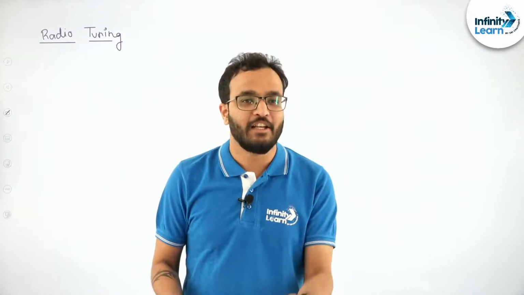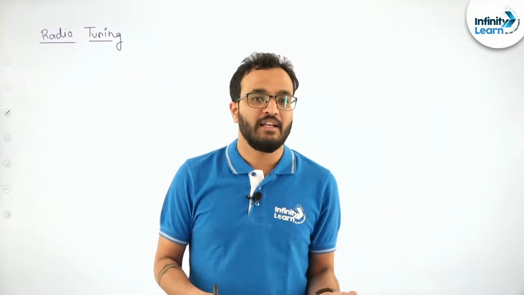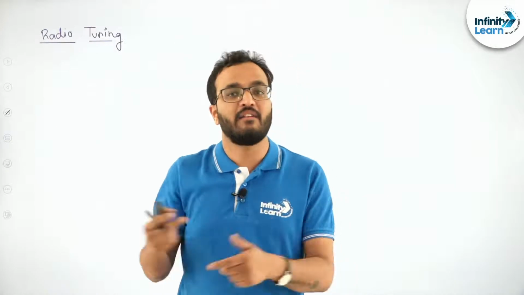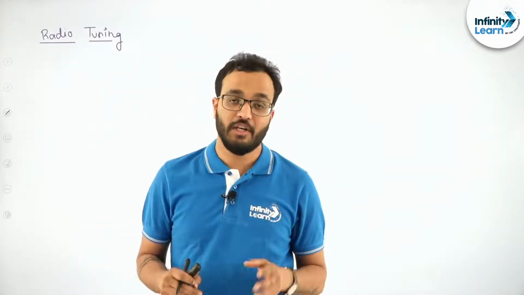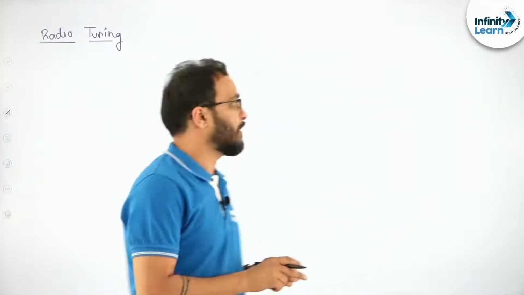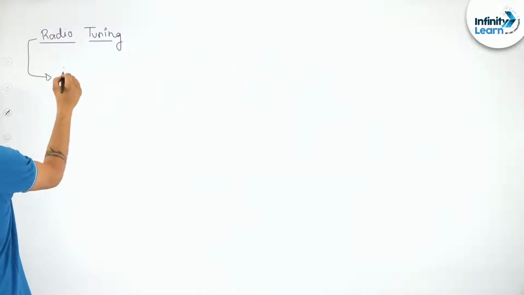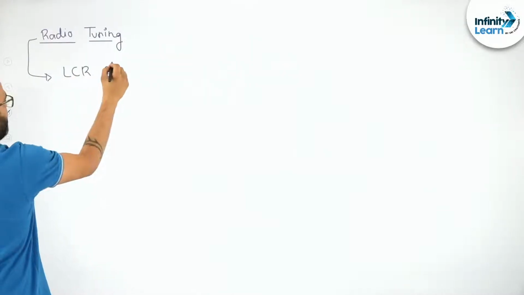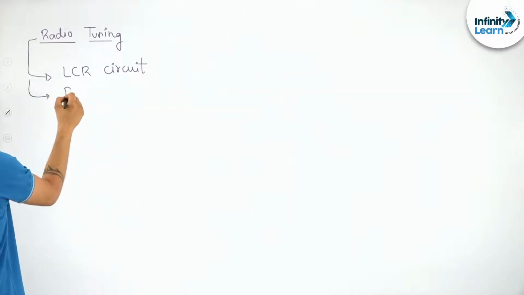It's just that you need a receiver. So if we have a receiver at our end and we can receive the signal and then convert it into a proper audio signal, then we can hear it. Are you understanding? So this is what happens with the radio. So radio tuning, what happens? It's very simple. It's an LCR circuit and it works on the principle of resonance.